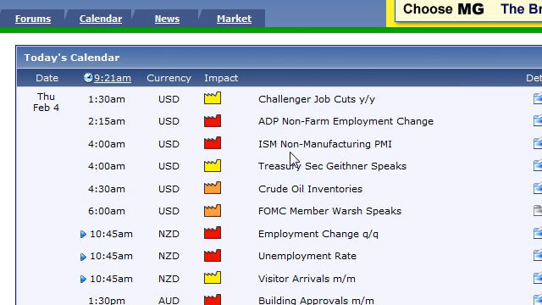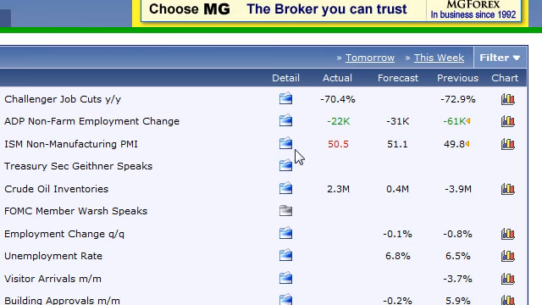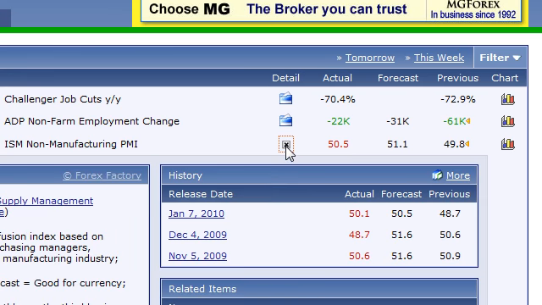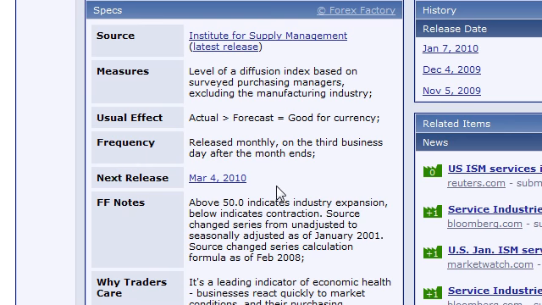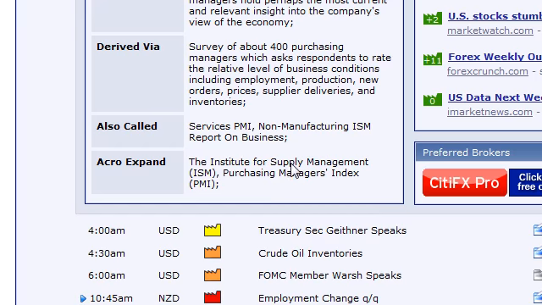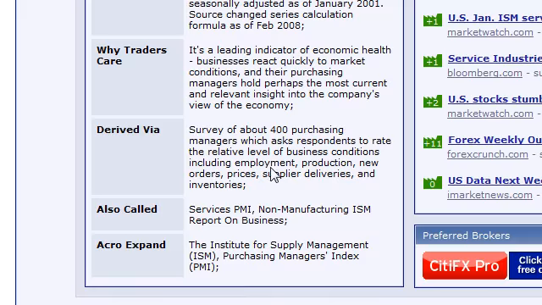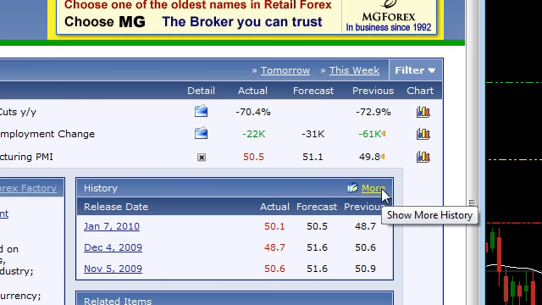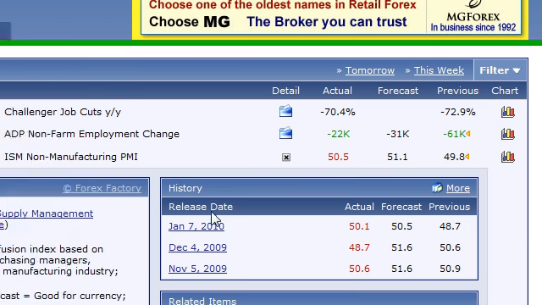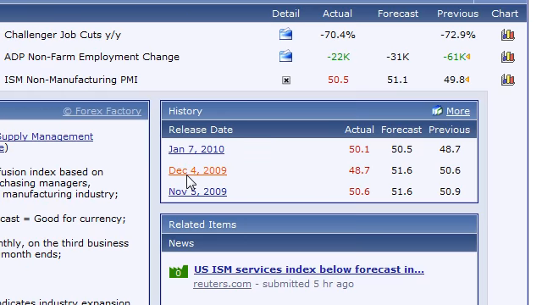The other thing that came out was the non-manufacturing PMI. The cool thing is that you can find out a little bit of information by clicking on these buttons here, and it tells you what these things are and when the next release is, and why traders care about this, and so on. You can watch the history here, and so on. So it's all really useful information, this news stuff.